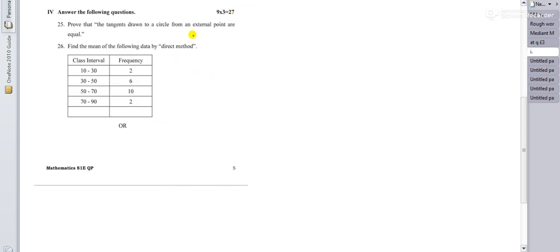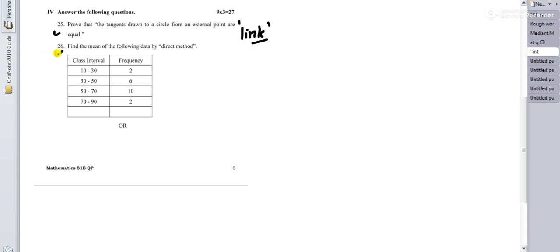So this is the question. Prove that the tangents drawn to a circle from an external point are equal. Okay, so this is a theorem from the chapter circles. I have already made a video on tangents to a circle. You can find the answer link in the description box and watch it from there. We'll directly move to question number 26.